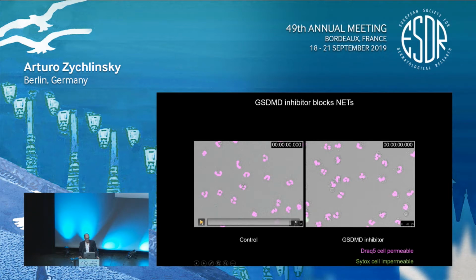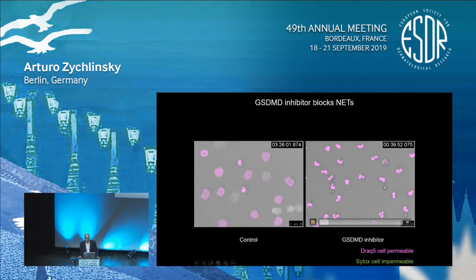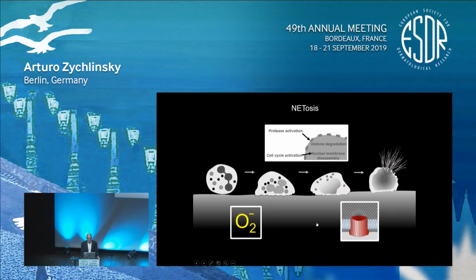This is the movie I showed earlier, where there is formation of nets after 2 or 3 hours. And when we incubate the cells in the presence of the inhibitor, the nuclei do compact a little bit, but they don't make nets even after 5 hours. So this inhibitor, it turns out, binds to gasdermin, which is a pore-forming protein that needs to be cleaved inside the cell in order to open the membrane.